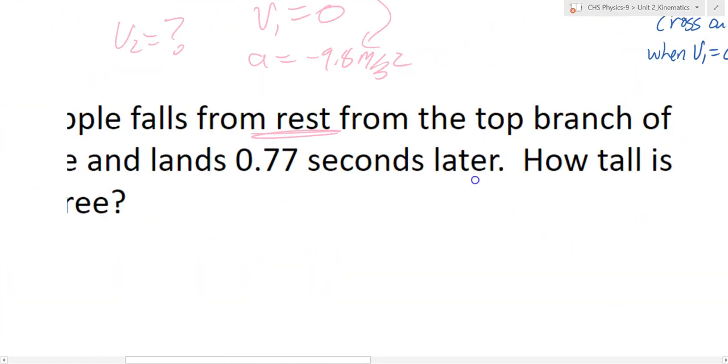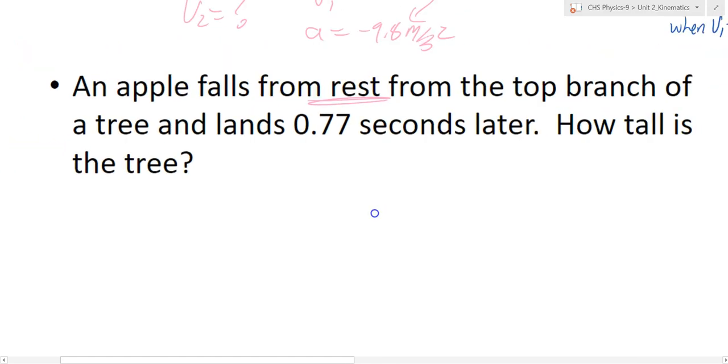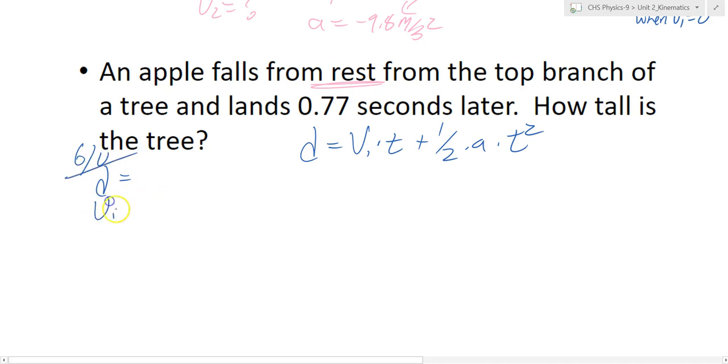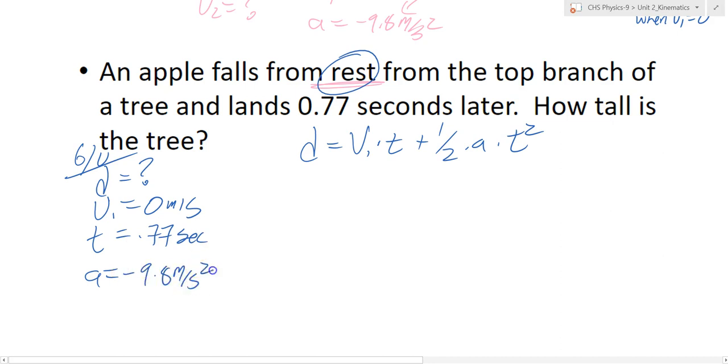Okay, so now we're going to use this equation: d equals v1 times t plus 1/2 times a times t squared. So we're doing our givens and unknowns. D equals, v1 equals, t equals, and a equals. D equals a question mark, that's what we're trying to find. V1 equals 0 meters per second because we know it starts from rest. T equals 0.77 seconds, and a is going to be negative 9.8 meters per second squared.